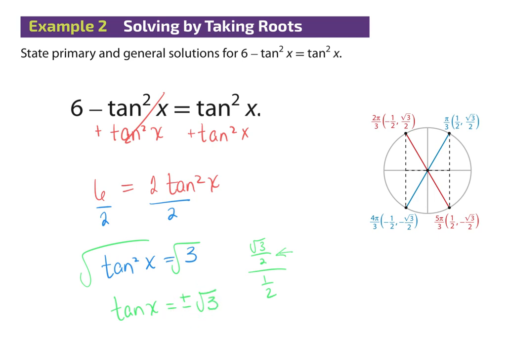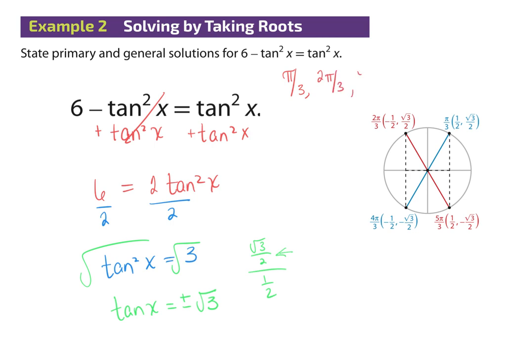So every 60-degree angle, every pi over 3 is going to be my answer. I'm going to have an answer of pi over 3. That's positive. 2 pi over 3, negative. 4 pi over 3, that's another positive. And 5 pi over 3, that's another negative. So this one will actually have 4 answers. My answers to this will be all 4 of those.